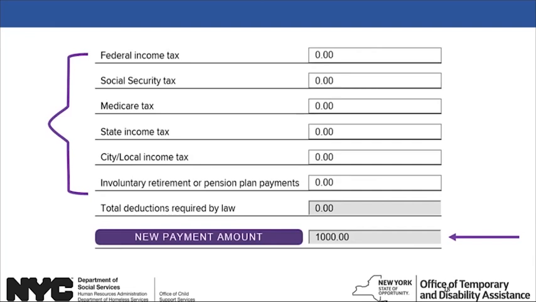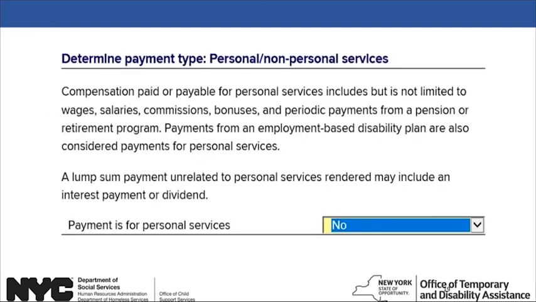Next, you must determine whether the lump sum payment is for personal service or non-personal service. Personal service includes, but is not limited to, wages, salaries, commissions, bonuses, and periodic payments from a pension or a retirement program. A lump sum interest payment or dividend is typically unrelated to personal services. If the lump sum payment is for personal services, then the CCPA withholding limitations apply. If the lump sum payment is for non-personal services, then the CCPA limitations do not apply.